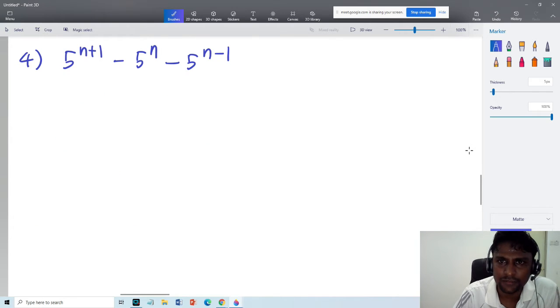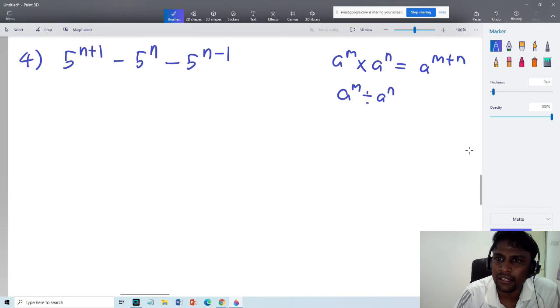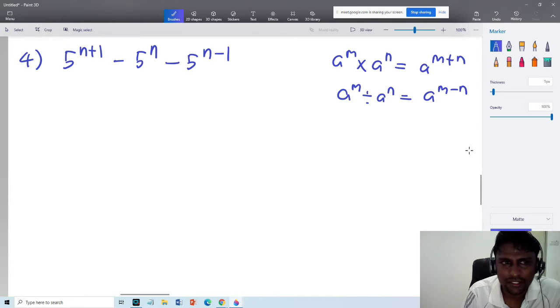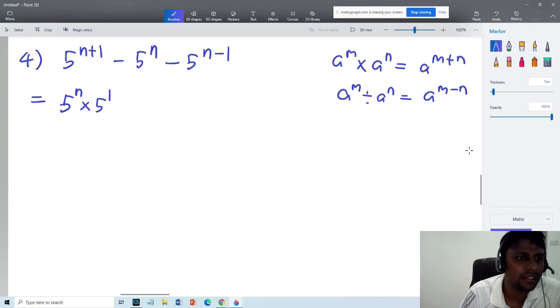Okay, remember we have this formula: a^m times a^n equals a^(m+n), and a^m divided by a^n equals a^(m-n). So we have this. What happened here? Okay, so we'll get what? n plus 1, we can easily put it as n times 5^1. Okay, 5 power of n times 5 power of 1 minus 5 power of n.